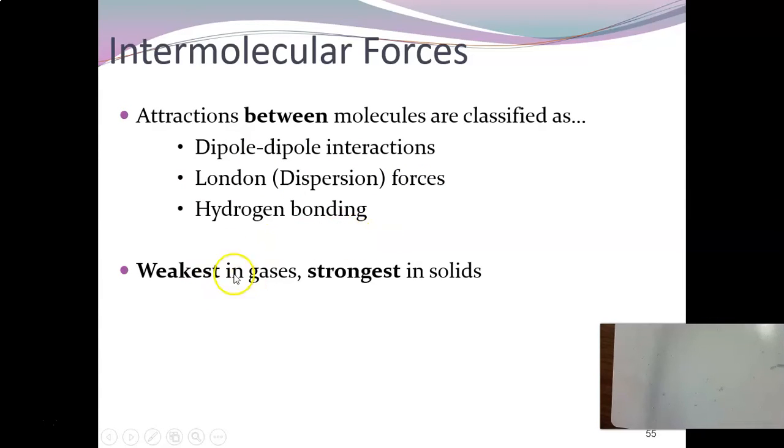Intermolecular forces are weak in gases. That's what allows the gases to be far apart from one another, because there's not that force of attraction between the gas molecules. Intermolecular forces are stronger in solids because there is a great deal of attraction between the molecules in a solid, which is what makes a solid solid.